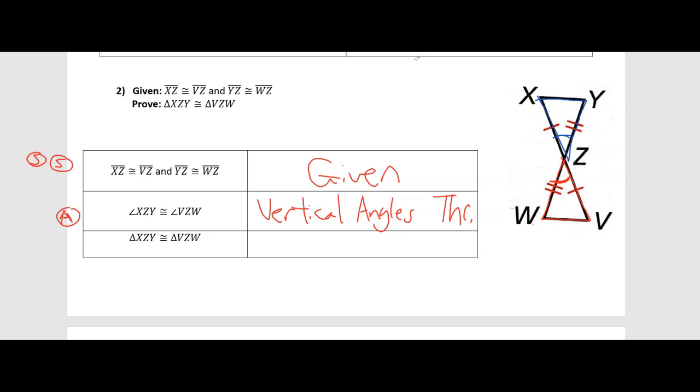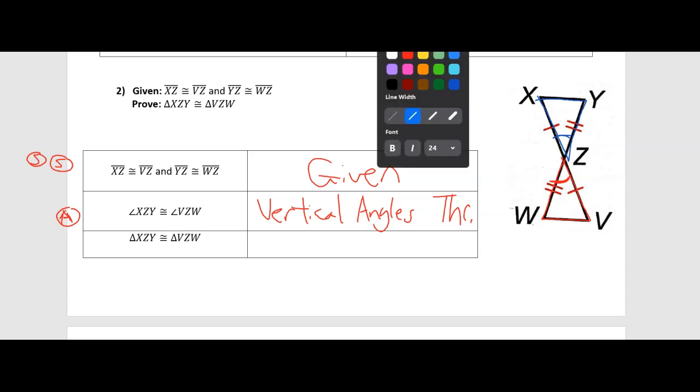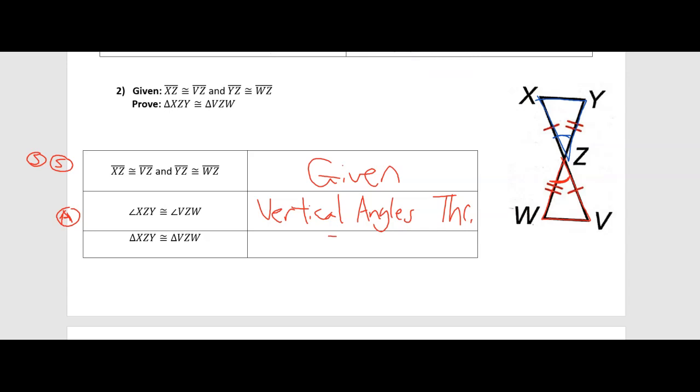And it's important that that angle was in between the sides, right? It wasn't one of the angles out here. It was the angle in between the sides. So because we've done that, we can jump right to our congruency statement. We can say that triangle XZY is congruent to triangle VZW. And our reasoning is SAS congruence. You can just leave it as SAS though. That lets me know you know why those triangles are congruent.